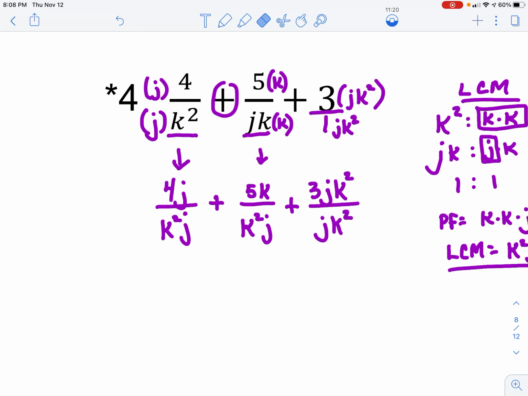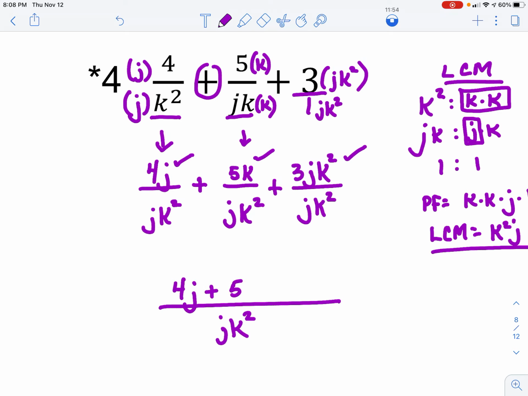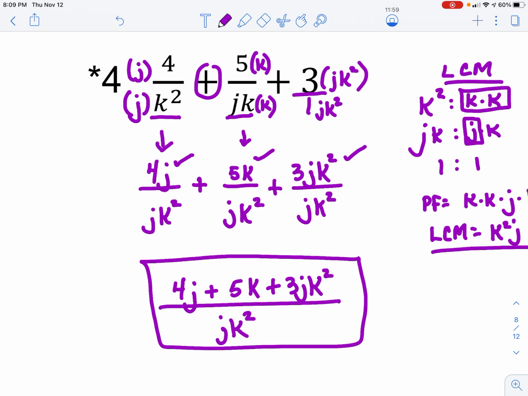And if you notice, I am actually going to make one quick slight change right here. I'm going to put the j first, jk squared, so that the j's first, in ABC order. Okay, so now I have the same denominator, so I can write jk squared as my final denominator, and I'm going to put together what I have up top. I have 3 different terms: a j term, a k term, and a jk squared term. So they're all separate, so now I'm just going to write them on the numerator by putting them together. And that's your answer.